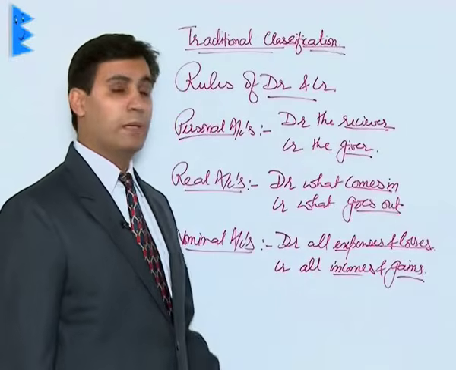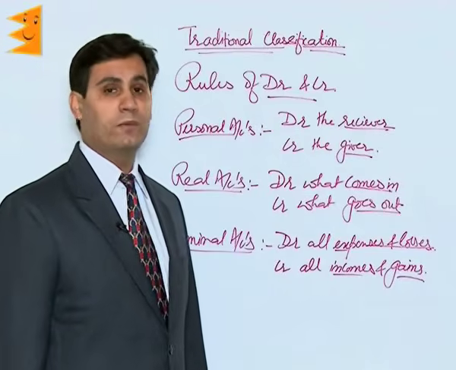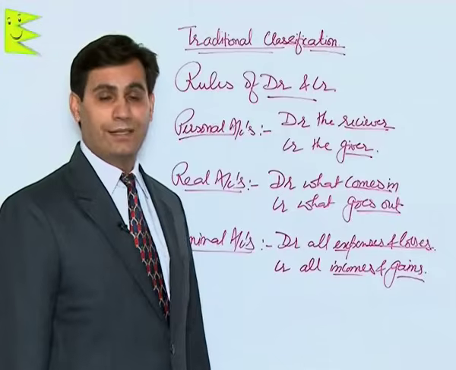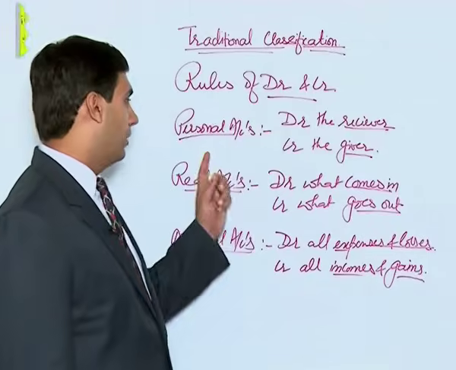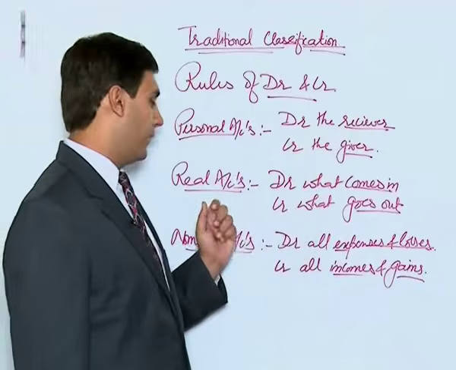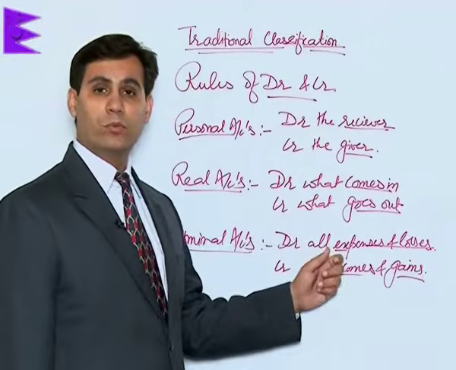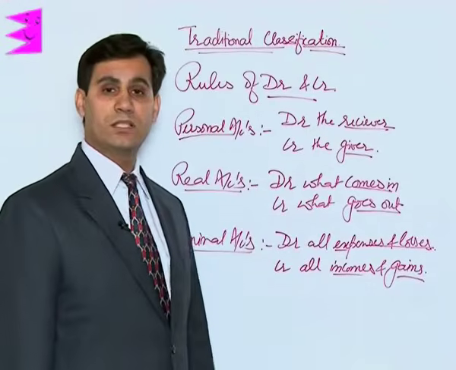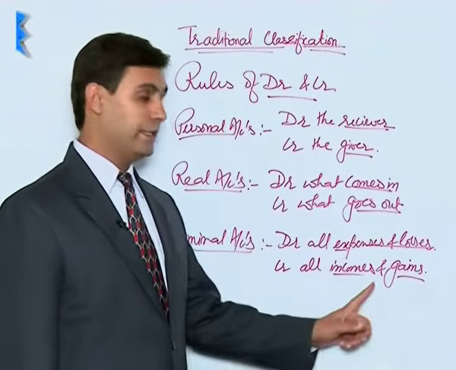We must all remember these rules by heart at any given moment of time if we wish to pass all the entries correctly. So now, just to reiterate, personal accounts: debit the receiver, credit the giver. Rules for real account: debit what comes in, credit what goes out. For nominal accounts, it is debit all expenses and losses, credit all incomes and gains.